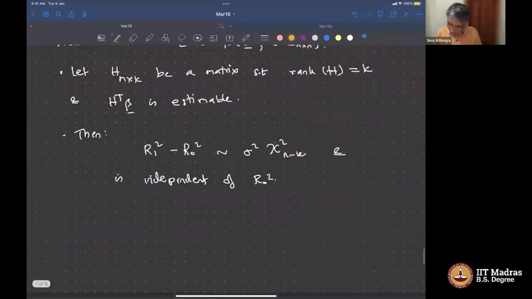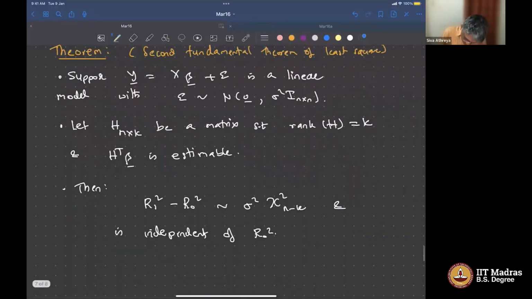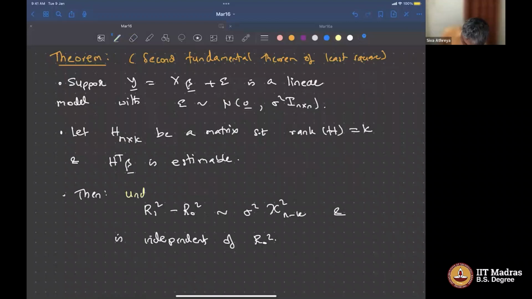So just one small correction: these are both under the null hypothesis. It's important, and I didn't say it last time, that under the null hypothesis, under H naught, which is H transpose beta equal to 0, these facts are true. That is, R naught squared, R squared is sigma squared, and this will also go some way in showing the proof of the F distribution, which we will complete next time.